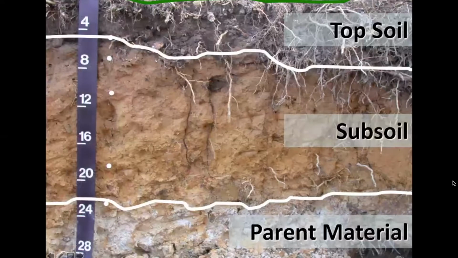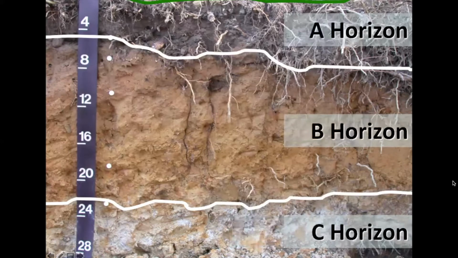Some common terms for the different layers: we have topsoil in the first 4 inches, and then from about 5 to 23 inches, we have the subsoil, and then below the subsoil, we have parent material. And here's that A horizon, B horizon, then the C horizon.